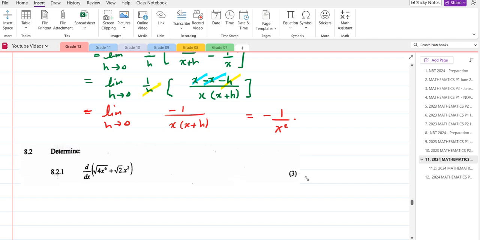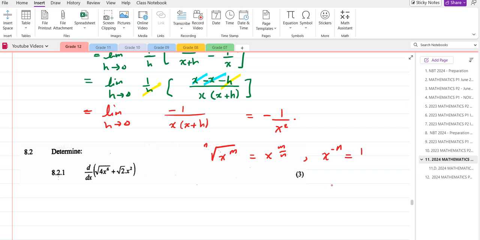First principles is done. Now we apply differentiation rules. Very important for differentiation rules is to remember these rules here: the nth root of x to the power m is x to the power m over n, and also negative powers. x to the power negative n is 1 over x to the power n. These rules are important in simplifying.